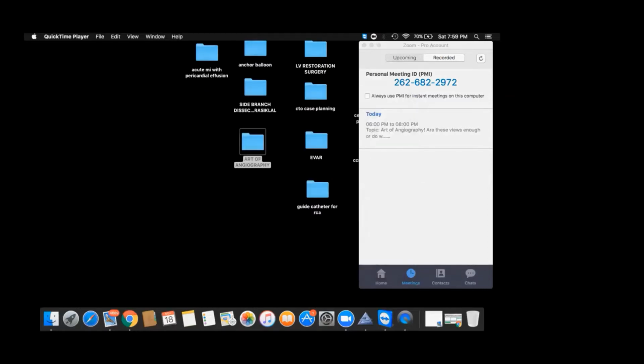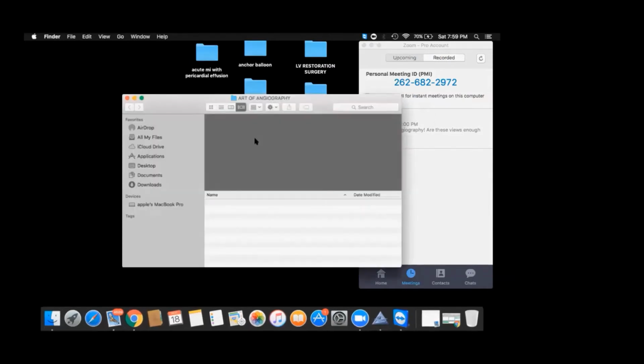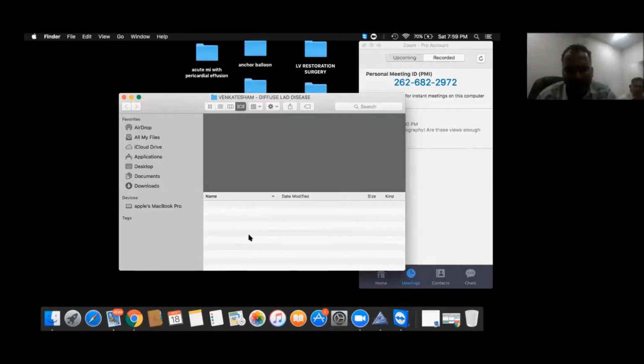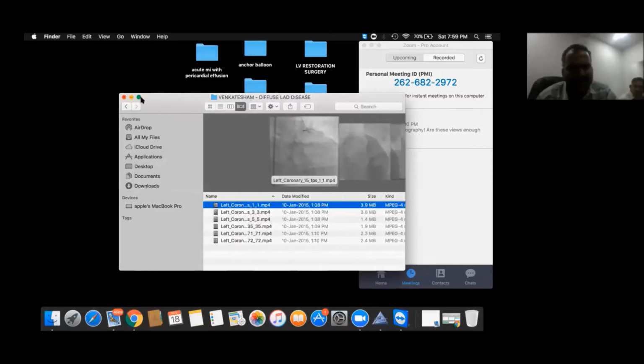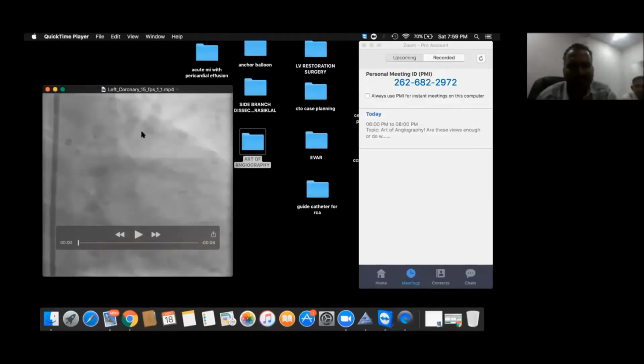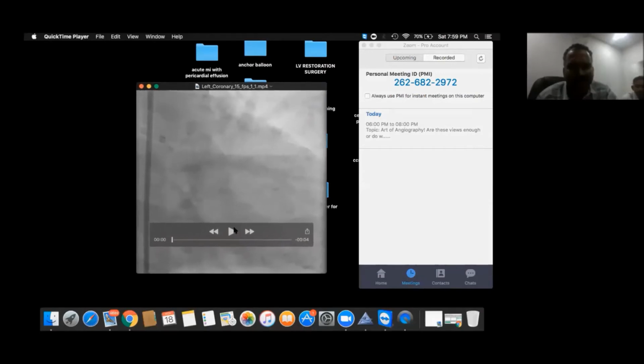Okay, so I'll try to go to another case. I'll show the complete angiogram. Are you able to see? Yes. I don't have angiographic pictures. I have pictures of the procedure.